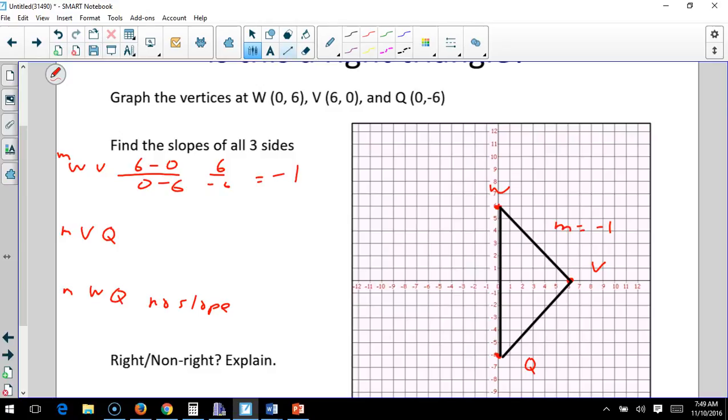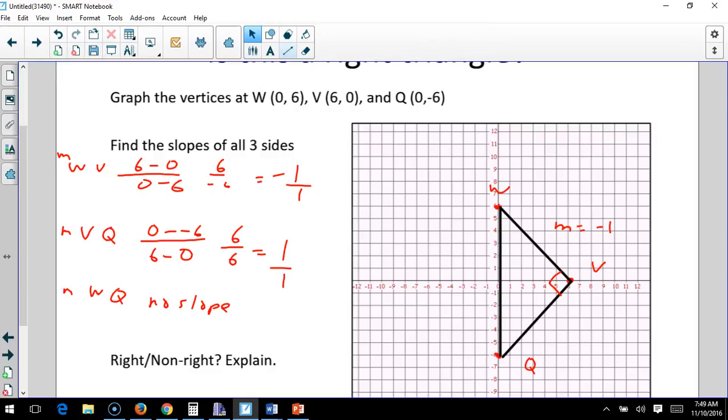Again, you could prove it. Down, right, and that looks fine. VQ, this would have to be positive 1 to be correct. So let's do VQ. 0 minus negative 6, which is going to go plus, over 6 minus 0. 0 plus 6 is 6. 6 minus 0 is 6. That's positive 1. Negative 1 over 1 is the flip and opposite of 1 over 1. So this one is a 90-degree angle.